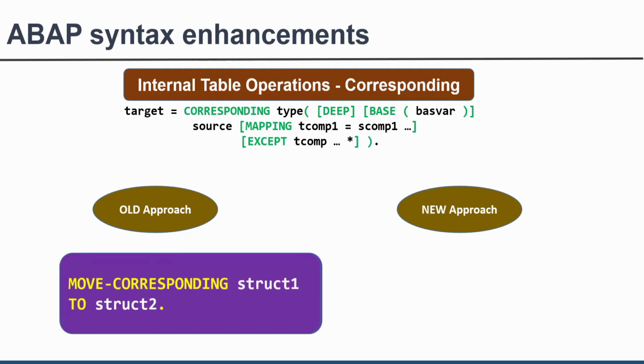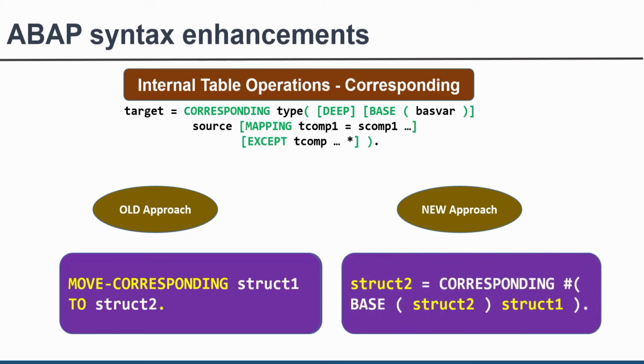Second scenario. To transfer data from one structure to another. With the old approach, move-corresponding is used. With the new approach, the corresponding operator can be used like this. Within the first brace, the keyword base has to be used along with the target structure. Outside that, give the source structure. Finally, the resulting values are transferred to the target structure given on the left side.